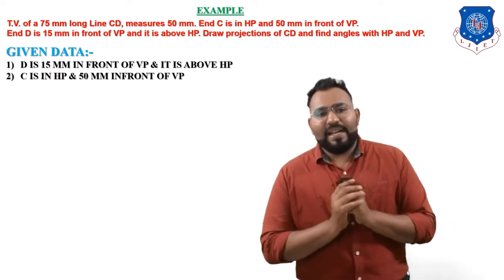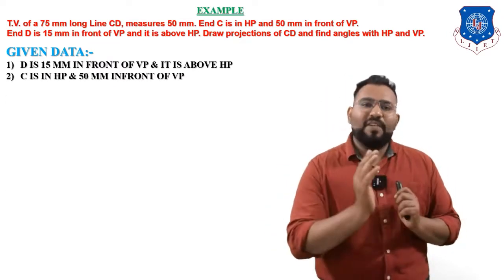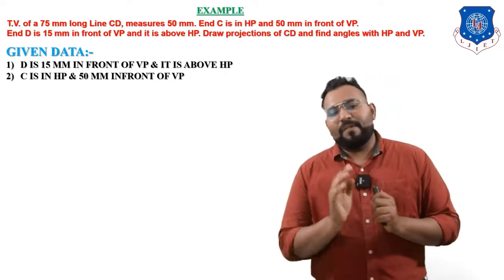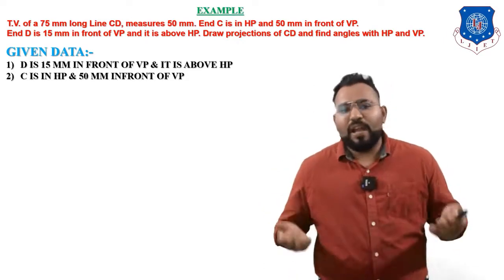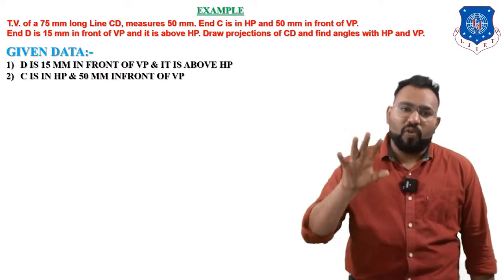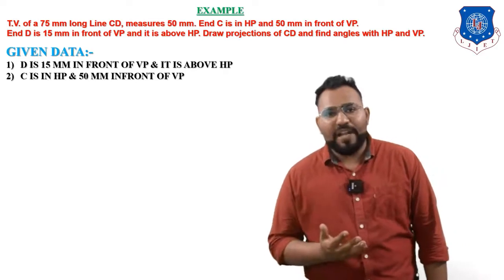Now second data that we have with us is the position of point C. He has given that point C is in HP and 50 mm in front of VP. So the point C is going to be in first quadrant, because in HP and in front of VP you can take this point in first quadrant. So now we have the position of point C and position of point D with us.